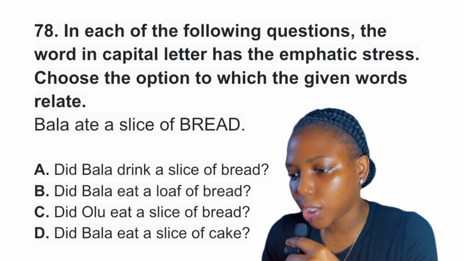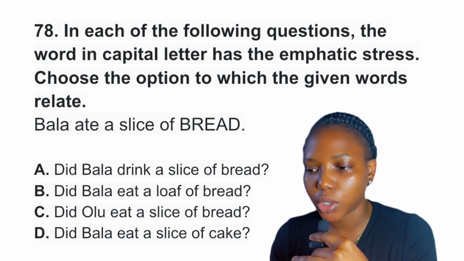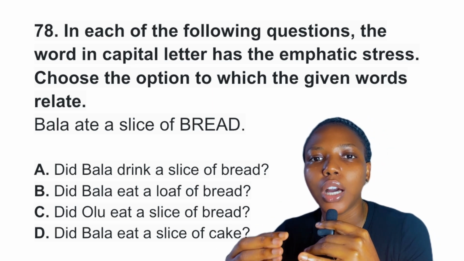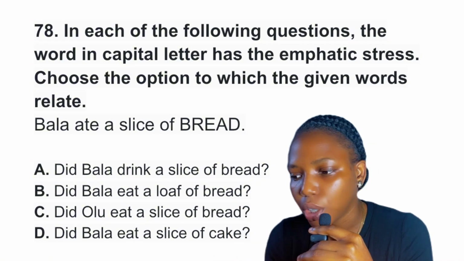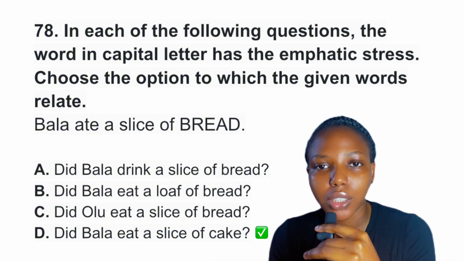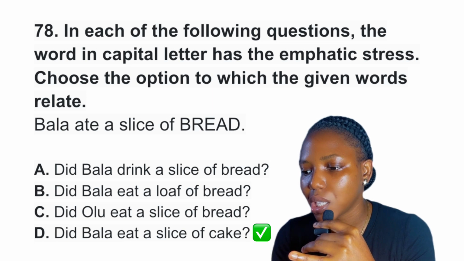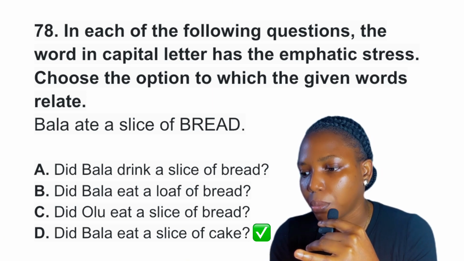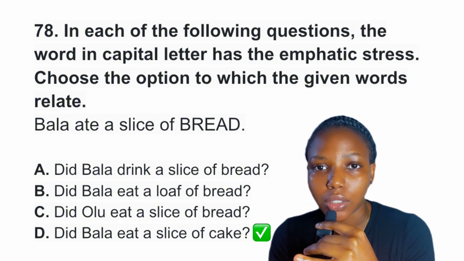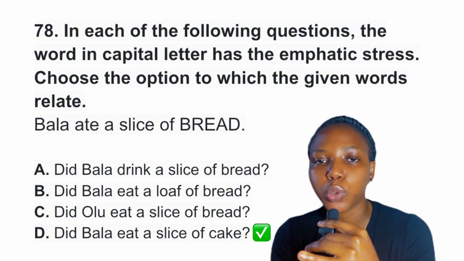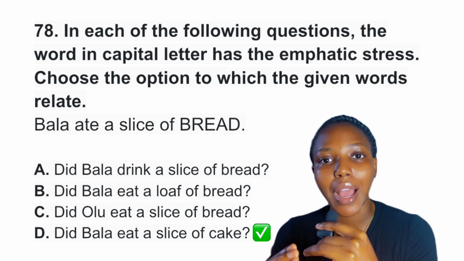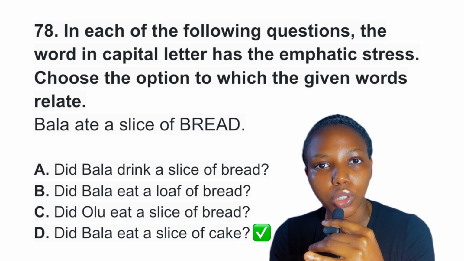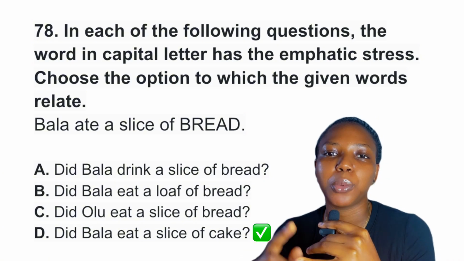Question 78. This is also related to emphatic stress. The emphasized word is bread. All you need to do is go to the options and look for a word that replaces the emphasized word. We can see that option D is the final answer, because instead of bread, what we see there is cake. Did Bala eat a slice of cake? No, Bala ate a slice of bread. We can see the contrast between cake and bread, whereas the emphasized word is bread. The most significant word is bread. So the best answer to this question is option D.